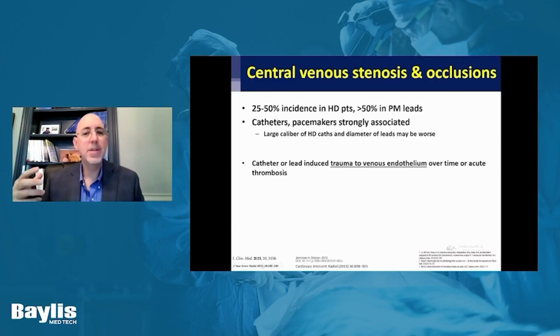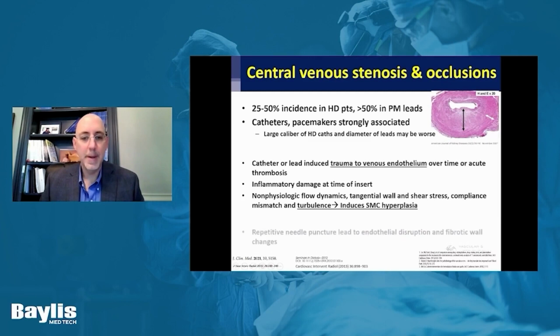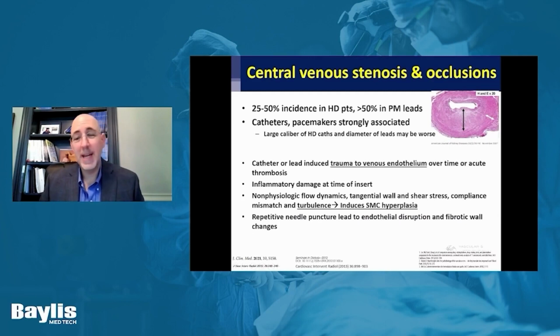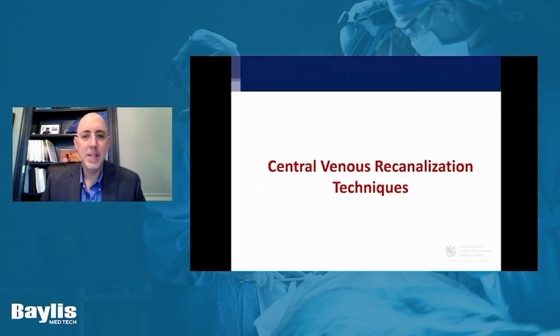Why? This leads to trauma to the venous endothelium, which can cause acute thrombosis, or, as we'll talk about, proliferation of the smooth muscle cell. You can get inflammatory damage at the time of insertion, and certainly turbulence and tangential wall stress. All this leads to SMC, smooth muscle cell hyperplasia, which is shown here. Repetitive needle puncture in dialysis patients can lead to endothelial disruption and fibrotic wall changes. Not only that, but patients on chronic dialysis can have a chronic inflammatory state that causes a foreign body reaction. So we're fighting a lot of challenges in these patients.